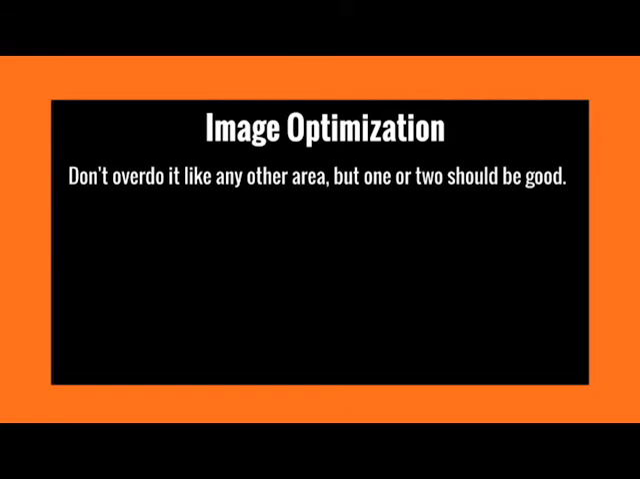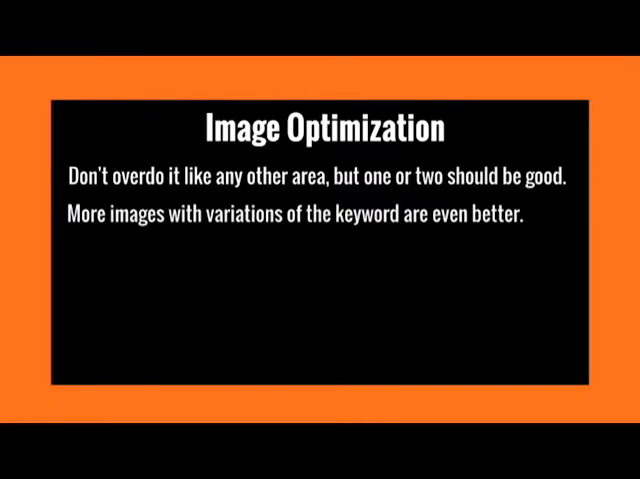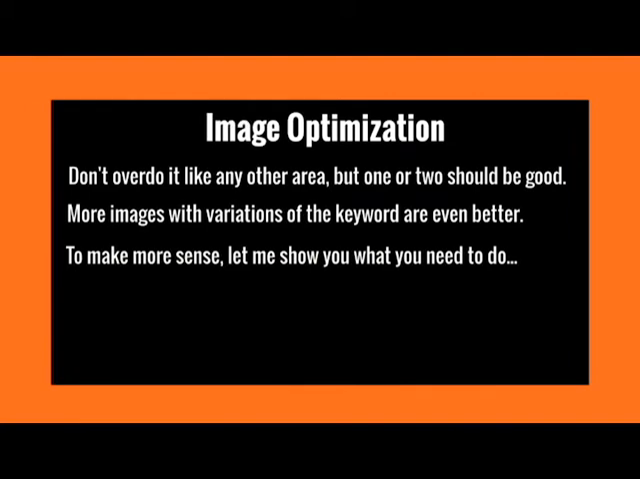Now, like I said, more images with variations of the keyword you have, that's even better for your SEO. So, if we're focusing specifically on red shoes as the post itself, maybe it is better to indicate a specific brand name of shoes. You might want to put the brand name, or you might want to put the brand name plus red shoes. Perhaps you might want to put shoes red, or a red something that's a synonym of shoes. So, to make more sense, let me show you what you need to do on screen, and I'll give you some more tips along the way.